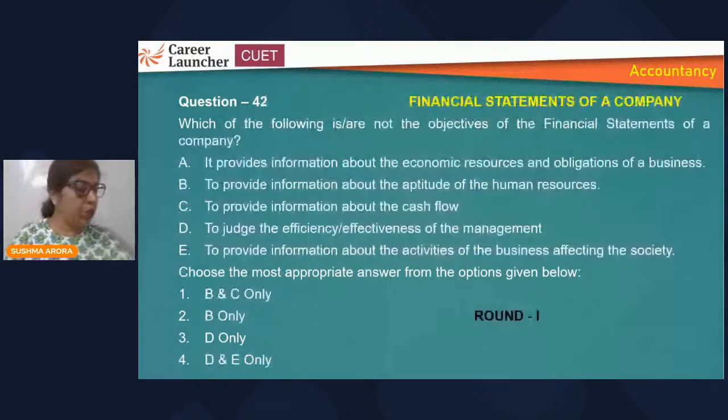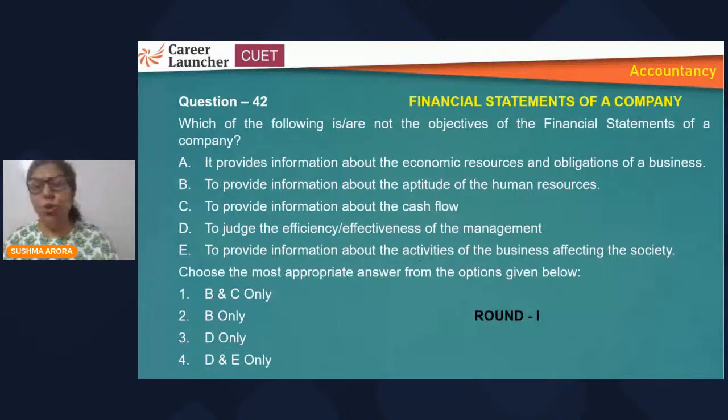Very good. Which of the following is or are not the objective of the financial statement of a company? See, not the objectives. Provide information about the aptitude of the human resource. No, that's why we can say answer B is the only one not an objective. Other all are objectives. They are providing us the information about activities, efficiencies, economic resources. All are correct. But option B is not correct.